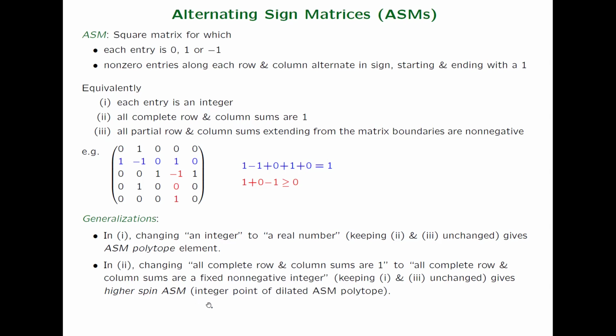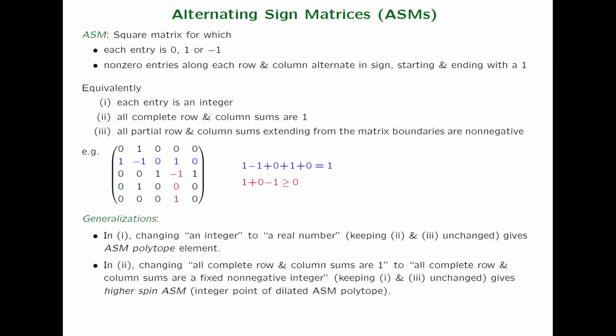I'm just looking at 2 cases of the second and third condition here. We can see that the sum of the entries in the second row is indeed just 1, and the partial column sum extending from the bottom boundary of column 4 is non-negative. So there are a lot of partial sums here. For each row, you've got the partial sum from the left and from the right, and for each column, you've got the partial sum from the top and the bottom.